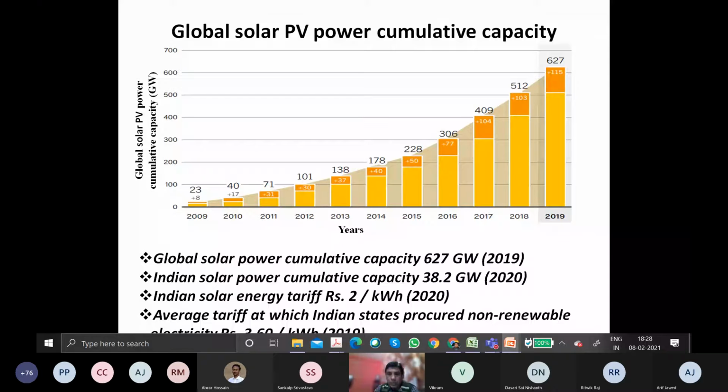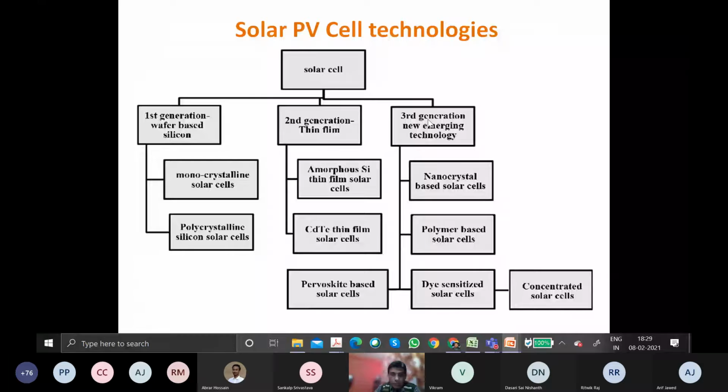Okay, so now we talk about the solar PV cell technologies. As I am telling you, there are 3 generations in which they are classified: first generation, second generation, third generation. First is silicon wafer based technology, which is still dominating in the market. Still we are using monocrystalline, polycrystalline solar cells. So that is a silicon wafer based technology. Wafer is actually before the cell. The wafer is basically the semi finished, or unfinished form of the cell.